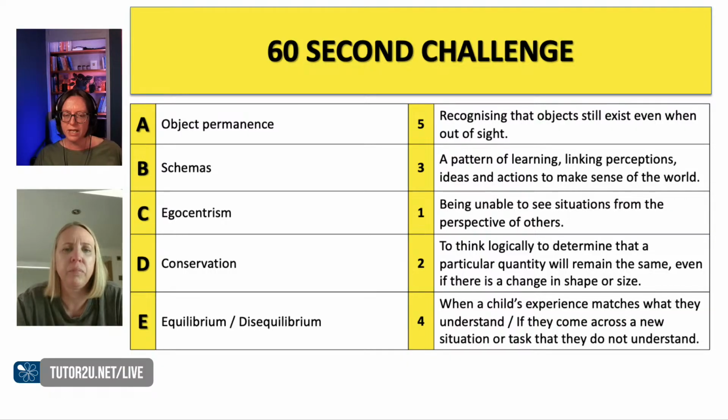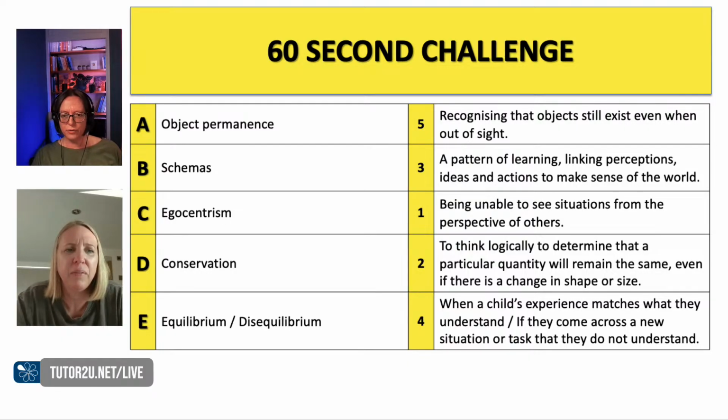Then we have conservation, D2. So conservation is about thinking logically to determine that a particular quantity will remain the same even if there's a change in shape or size. Lynn, remind me, what kind of age are we looking at conservation developing? Yeah, so between about 7 to 11, you're going to be thinking about whether they've got the ability to conserve. Yeah. So when they're developing their logical, concrete thinking, problem solving.